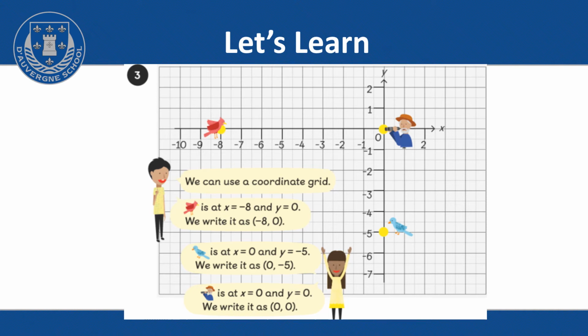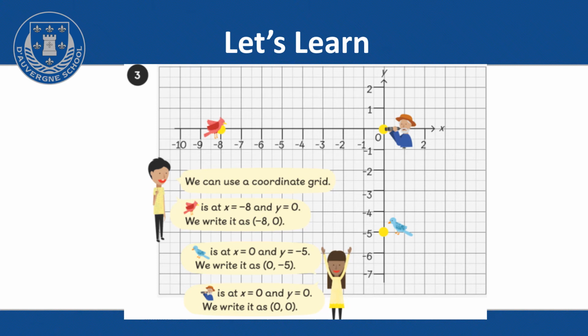Okay, we're now going to look at the blue bird, and the blue bird, if we look along the x-axis, we can see that that bird, the blue bird, is 0. It's at 0. It hasn't gone right and it hasn't gone left. It stayed exactly in line with the 0. So it's on the x-axis 0. Okay, we're now going to look at the y-axis, which is the vertical line. So if we counted down from 0, we can see that it's at -5 on the y-axis. So the coordinates for where the blue bird is are 0, -5.